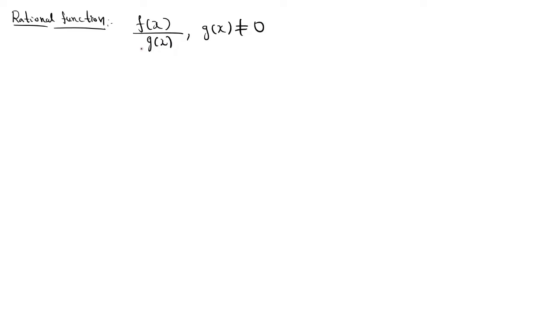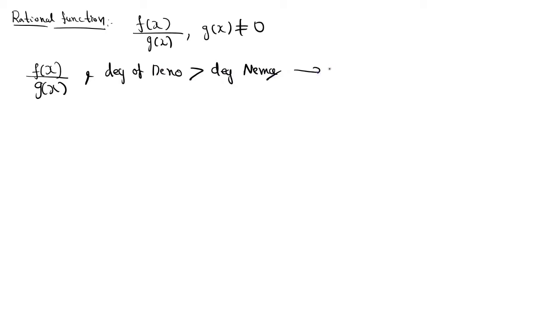But we can't write all rational functions directly as partial fractions. Suppose f of x divided by g of x is the function given, where the degree of the denominator is greater than the degree of the numerator. Then we can call it a proper fraction. In this case we can convert that rational fraction directly into partial fractions.